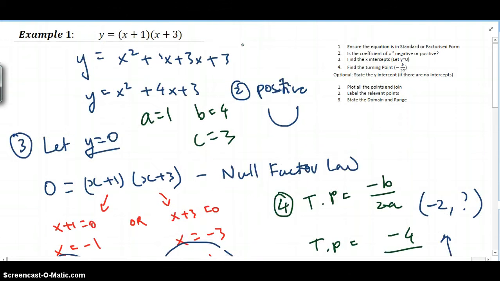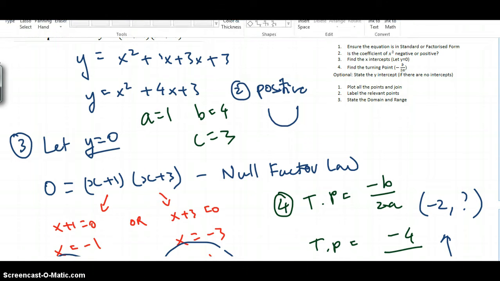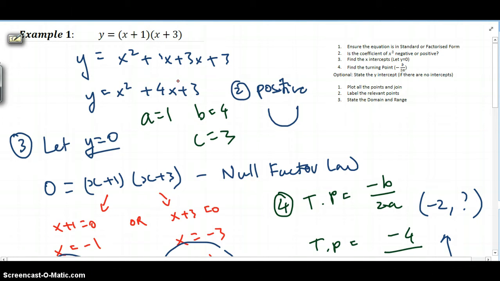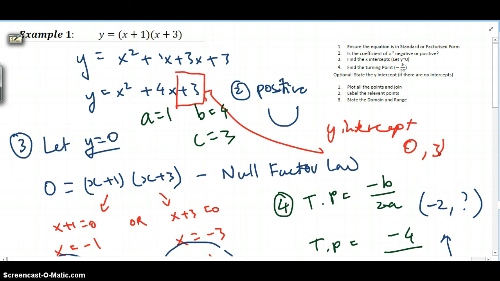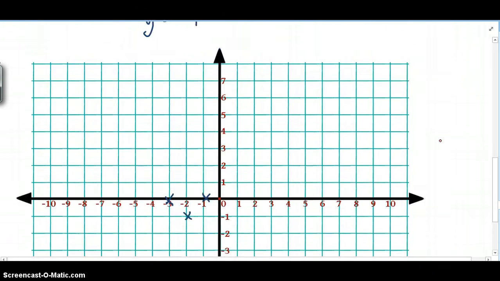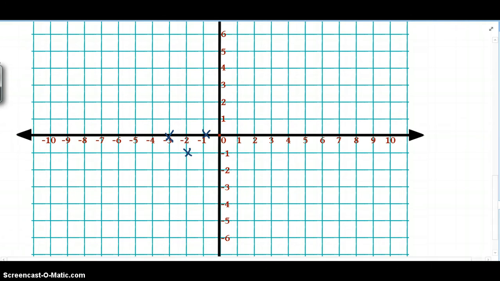The step that says optional, state the y-intercept if there are no x-intercepts, well, we can draw the graph now. However, if you do want to include the y-intercept, you just need to look at this last number right here. So the y-intercept is at 0, 3. So since the y-intercept is at 0, 3, I can draw another dot or an x at 0, 3. And hopefully this will become a lot more accurate.